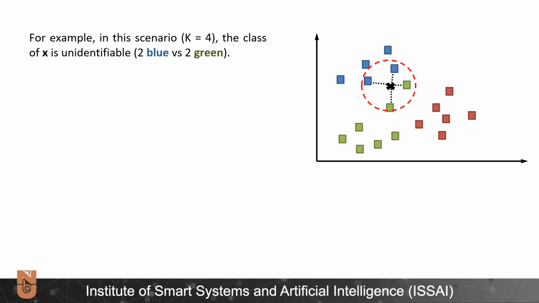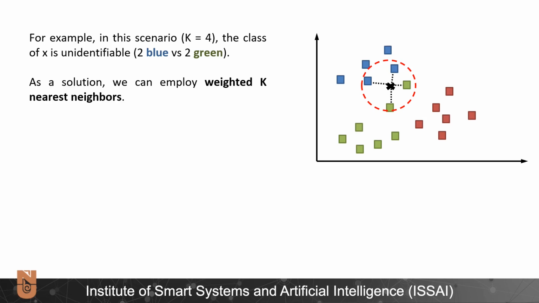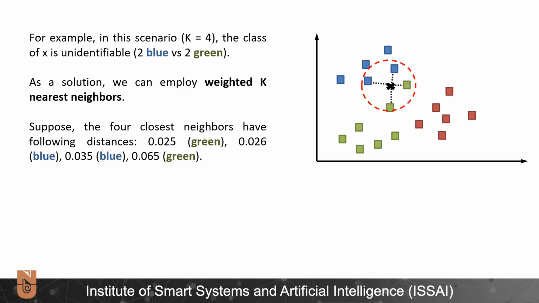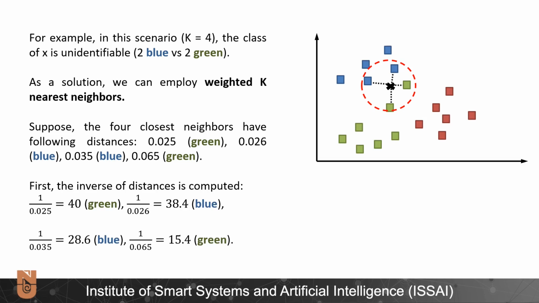Let's consider this diagram. For example, we consider 4 nearest neighbors, and the class of X is unidentifiable, since we have 2 blue versus 2 green. As a solution, we can employ weighted k-nearest neighbors. Now, suppose the 4 closest neighbors have the following distances: 0.025 of green class, 0.026 of blue class, 0.035 of blue class, and 0.065 of green class. First, we find the inverse of distances, so we have 40 for green class, 38.4 for blue class, 28.6 for blue class, and 15.4 for green class.